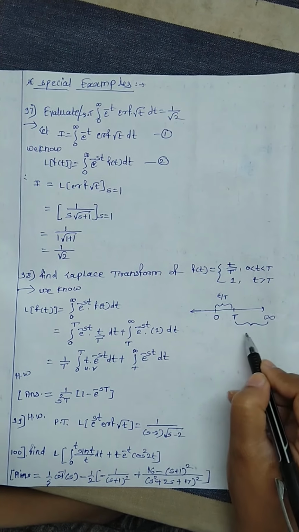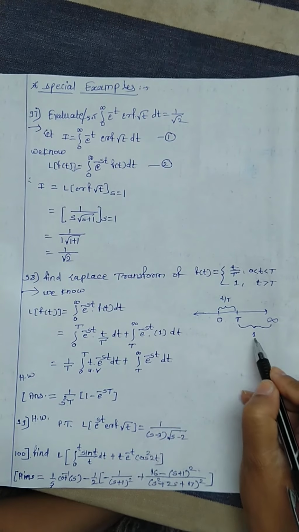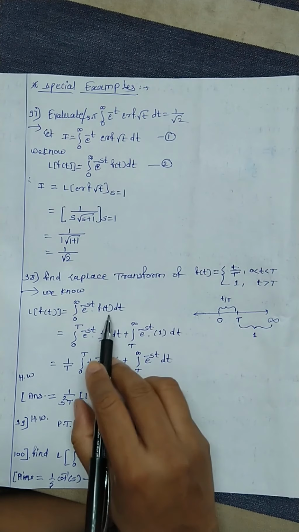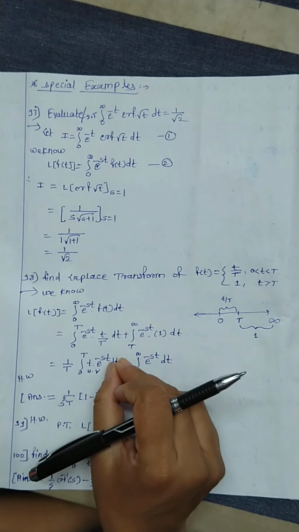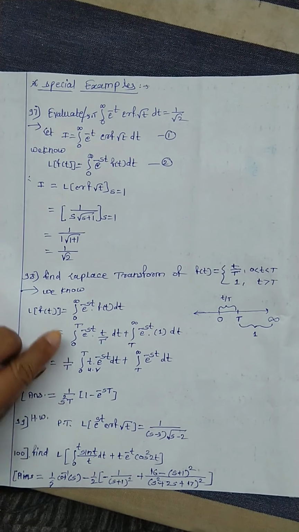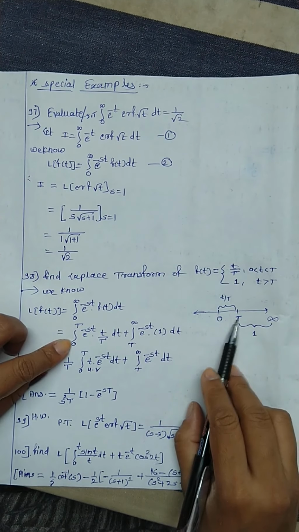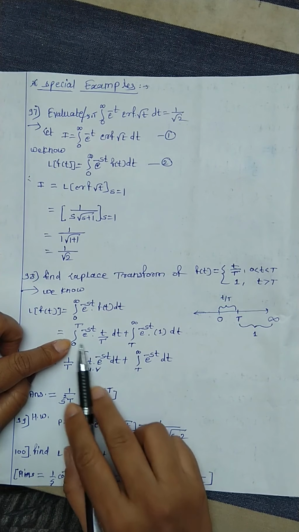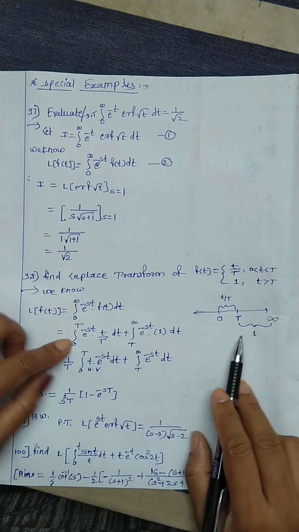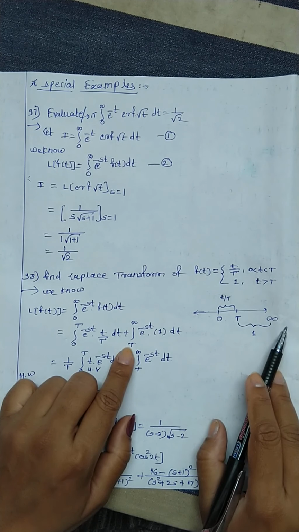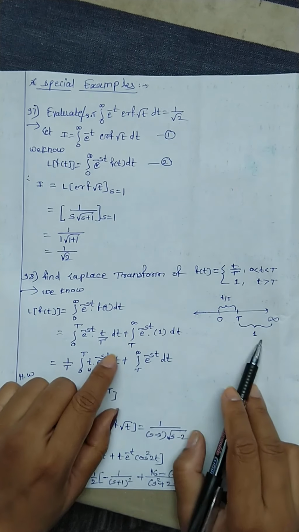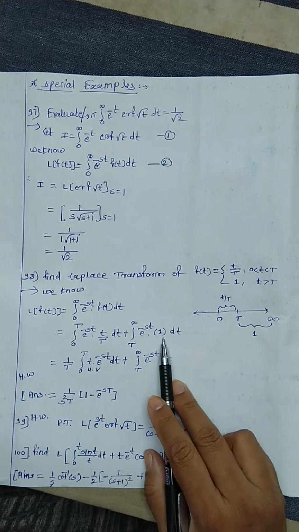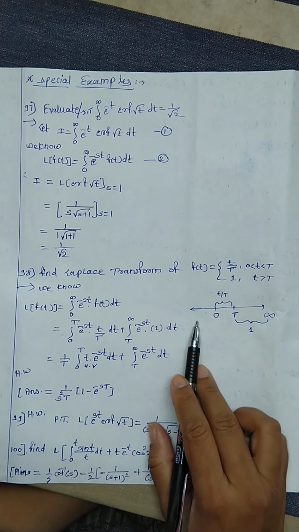Okay, the value of the function is 1. Use this diagram here. The integration can be split into two integrations. The first one is 0 to T, and put the function value as t by T dt as it is, the rest of the terms as they are, plus the second one is T to infinity. Okay, and the function value is 1 here. Now we have to just simplify this.